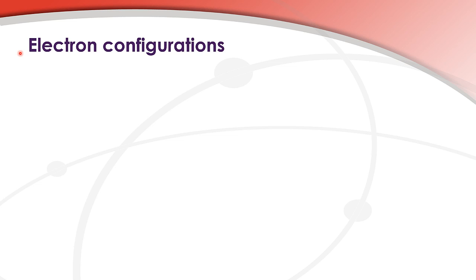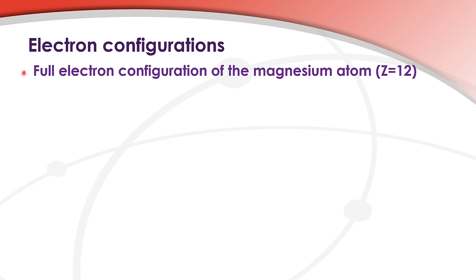Electron configurations. Let's start by looking at the full electron configuration of the magnesium atom. The atomic number of magnesium is 12. That means it has 12 protons. It's a neutral atom, so it must have the same number of electrons too. So we're starting with 12 electrons.